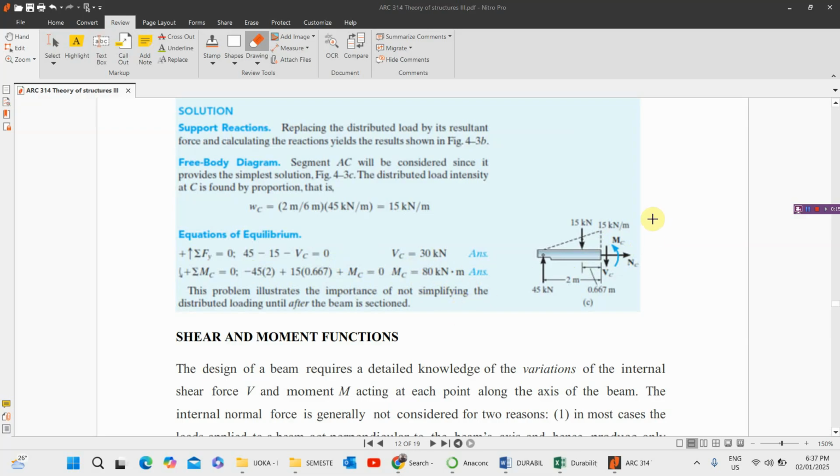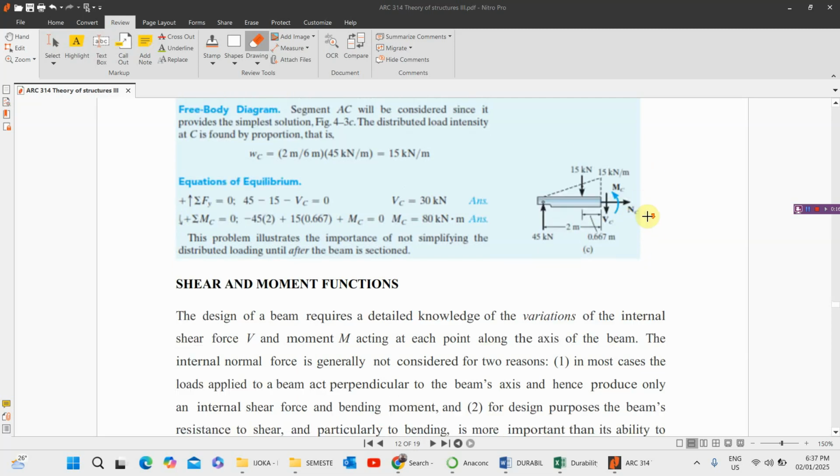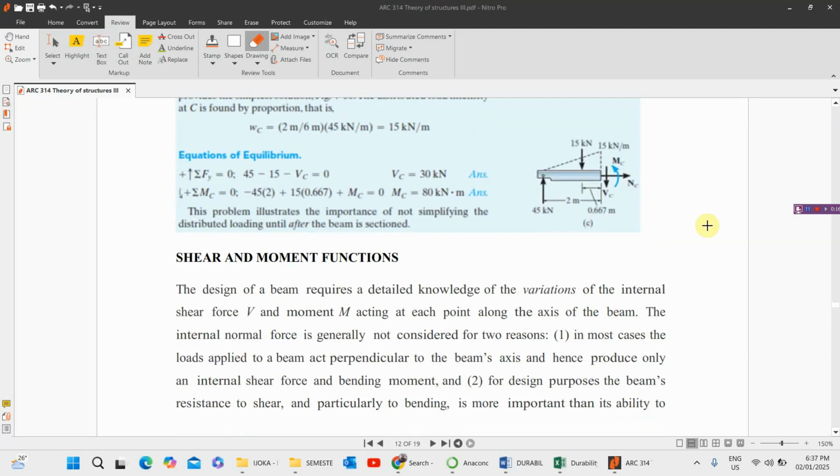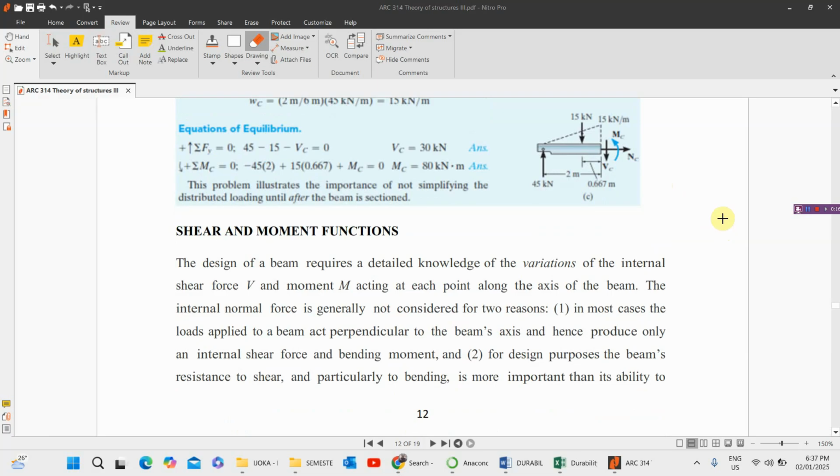So you can do the calculation and check if there's any problem concerning this. You can always hit me up so that I can explain further, or you can put the message on the comment section. Thank you. Let's go to the next phase.